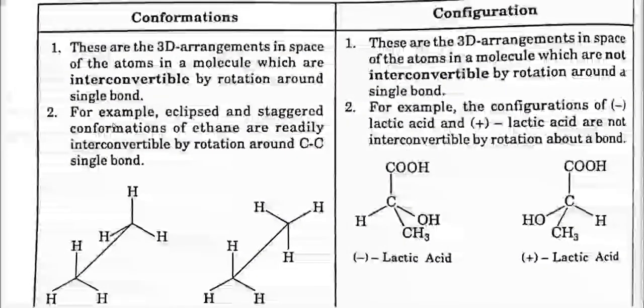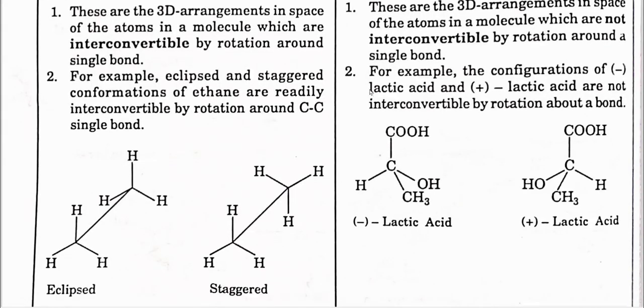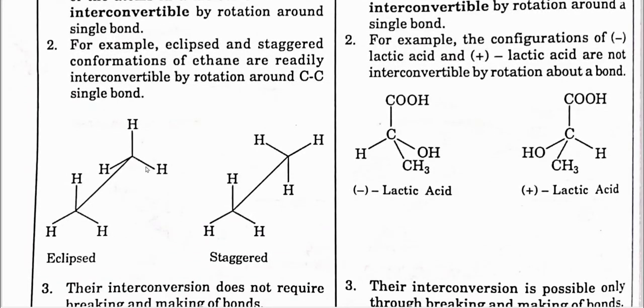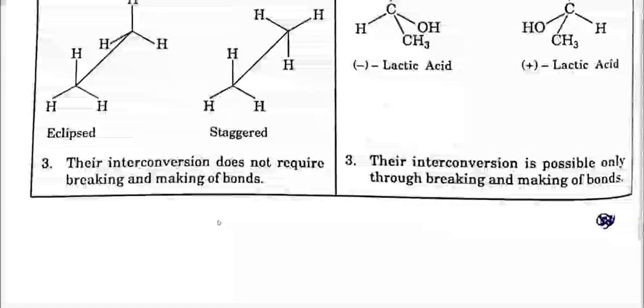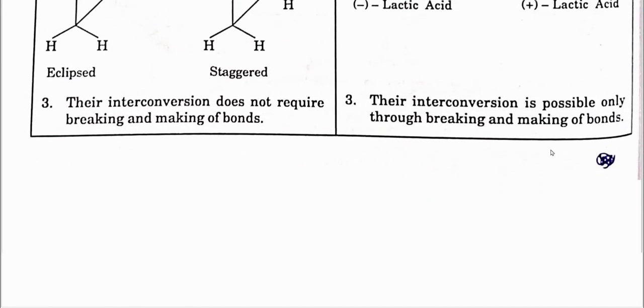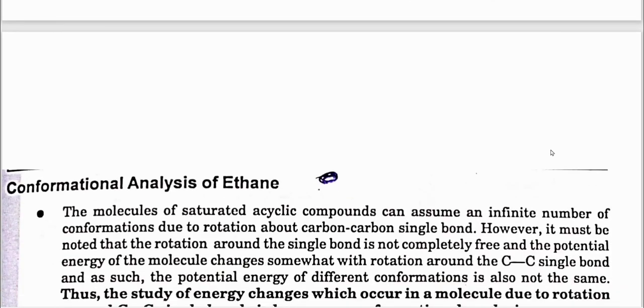In conformations, for example, eclipsed and staggered conformations of ethane are readily interconvertible by rotation around the carbon-carbon single bond. In configuration, for example, the configurations of lactic acid are not interconvertible by rotation about a bond. We can see the figures. In conformation, the interconversion does not require breaking and making of bonds. In configuration, the interconversion is possible only through the breaking and making of bonds.